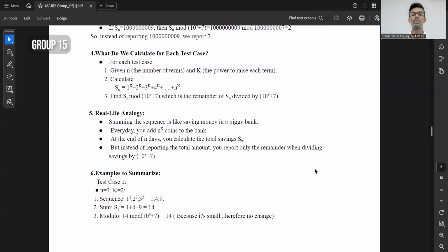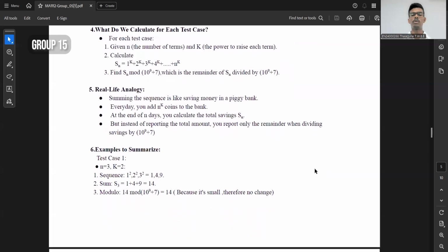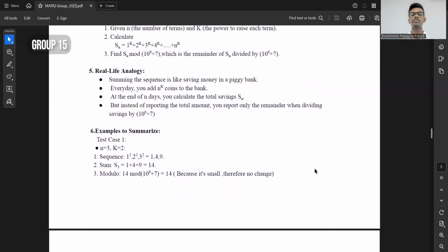At the end, you calculate your total savings, but instead of reporting the total amount, you only tell how much is left after dividing by 10 to the power 9 plus 7. To summarize, calculate Sn equals 1 to the power k plus 2 to the power k plus 3 to the power k, and so on, adding up to n to the power k. Find the remainder of Sn divided by 10 to the power 9 plus 7.